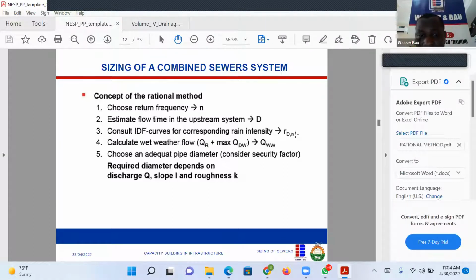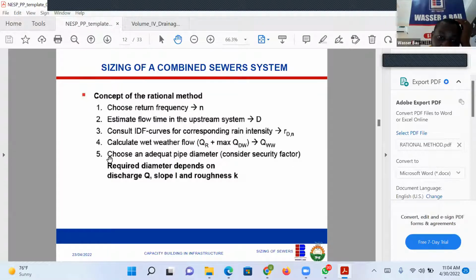For the sewer, you calculate your wet weather flow. Wet weather flow will now be your maximum dry weather flow plus infiltration water. And that will give you wastewater flow, WW. That one you use to design your sewer. Then after that, you choose your pipe diameter while considering the security factor.